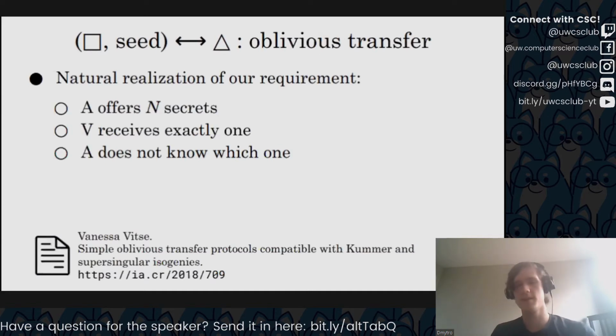A really obvious way, if you just look at what's required, is to use oblivious transfer. Oblivious transfer is a little known cryptographic concept, I think, that pretty much exactly maps what we're trying to do here. It says you have n secrets, the authority, and it gives exactly one to a voter at registration, which is this voter token. And the authority doesn't know which one it gave. So this promise seems to be exactly what we want.